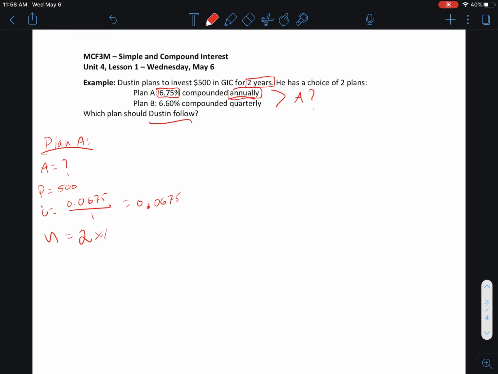He's leaving it in there for 2 years. Okay, so it's 2 years. How many times is it being compounded? Once, because it's annually. It's times 1, right? Every year. So it's 2. Okay, so let's do the math on this.